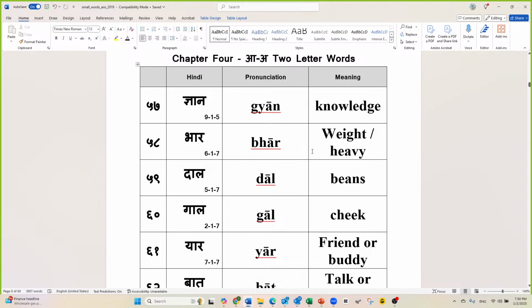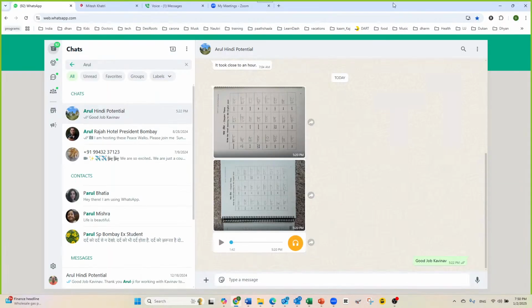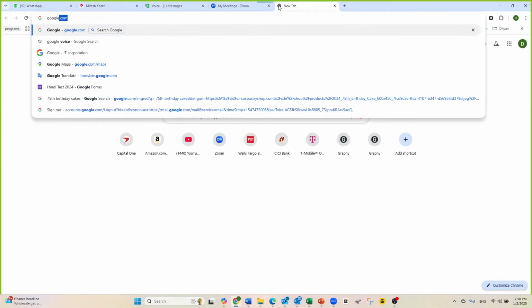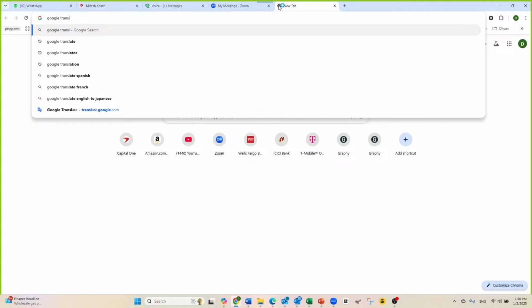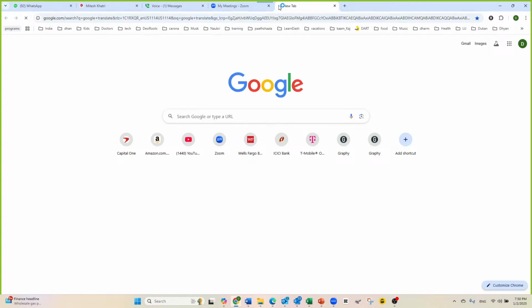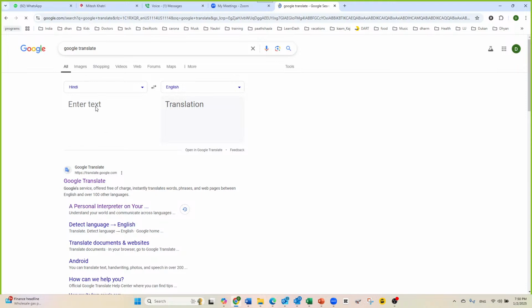For example, we did chapter 4 today. The word which we learned was gyan. So you all will take this word knowledge and we will go to Google Translator. I'm going to show it to you how to do it. We'll pull up Google Translate and then we will write a sentence using the word knowledge.